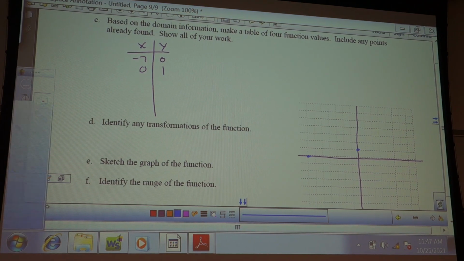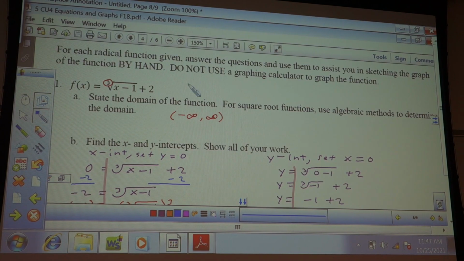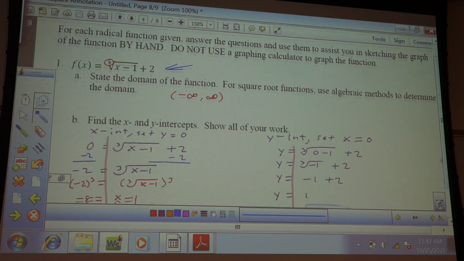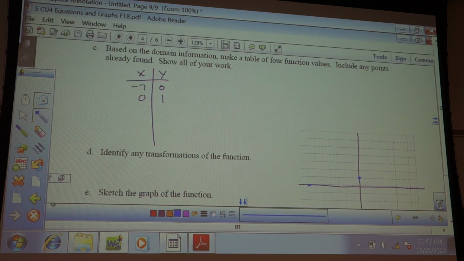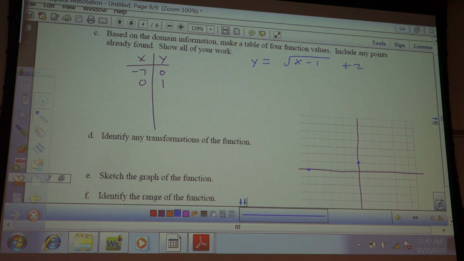So let's figure out what the transformations are. How has this been transformed? X minus 1 plus 2. So we have to start with the origin point, because it shifted. We said it was right 1, up 2. Everyone figure out the transformations. Ignore what Eric said and find the transformations for yourselves.